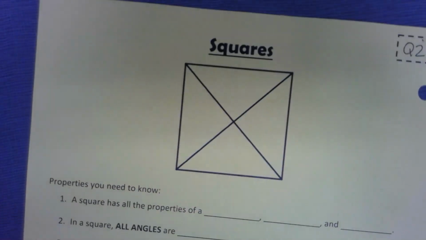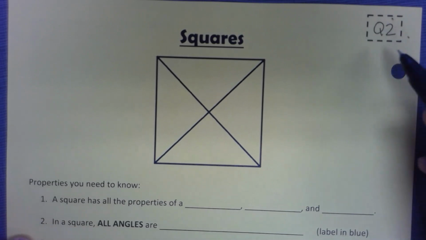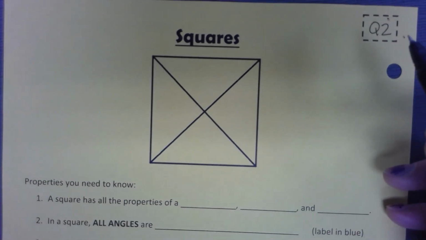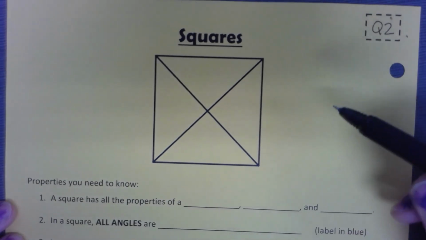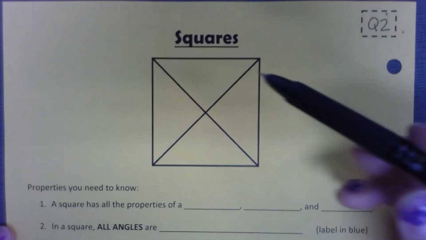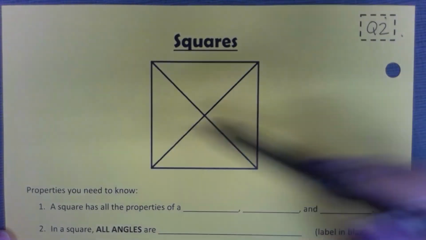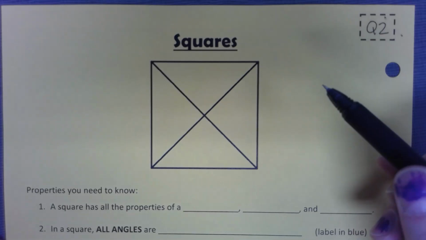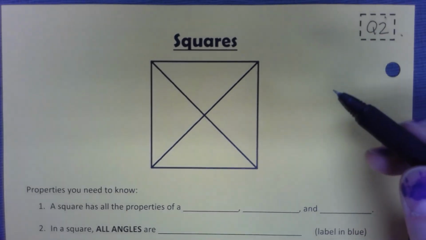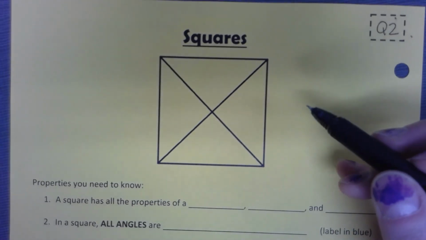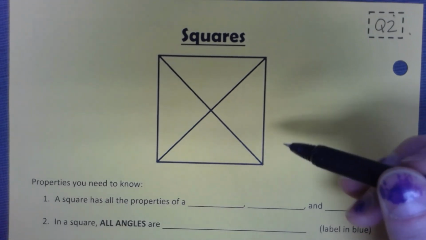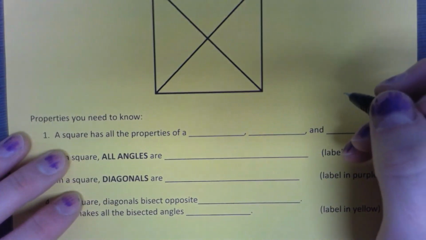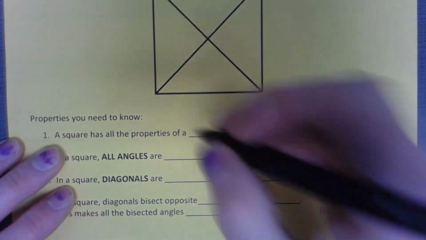Welcome back to Geometry. In our third and final installment of Q2, our special parallelograms, we have squares to add to the mix. Now a square, as we're all familiar, is all equal sides and all equal angles. So all equal sides, just like a rhombus, all equal angles, just like a rectangle.